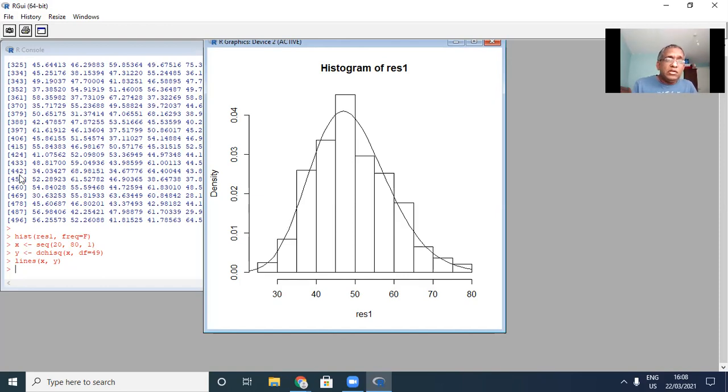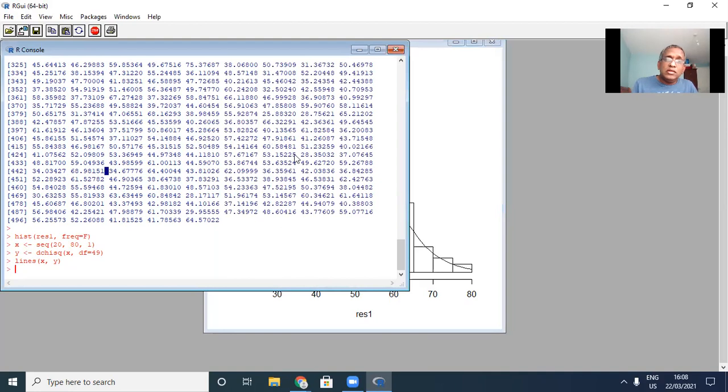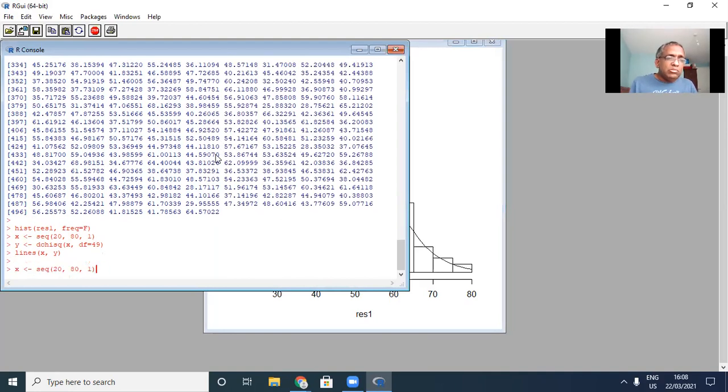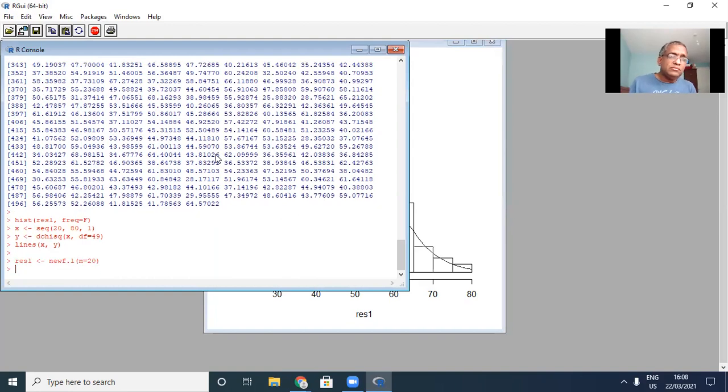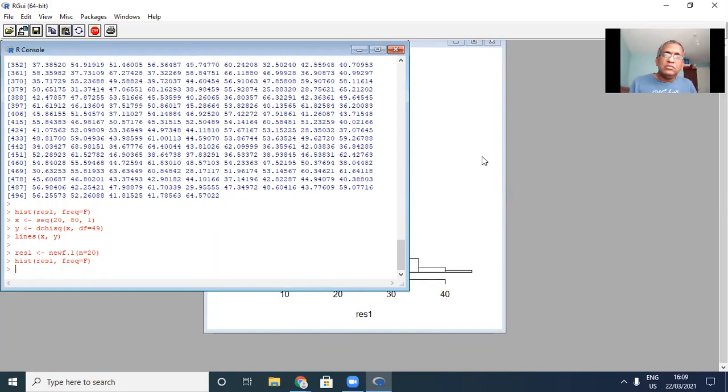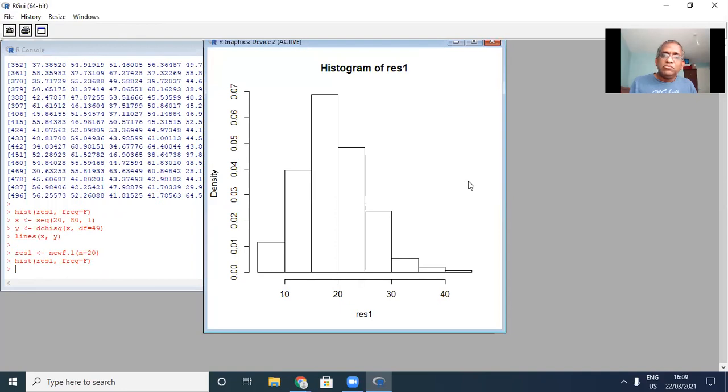So let me redo this with n equal to 20 and 100. I just go back to the previous commands, change this to 20, and then do a hist command. And this is what you get. The histogram is this one, and here you see the x-axis ranges from, say, 5 to 45, I guess.